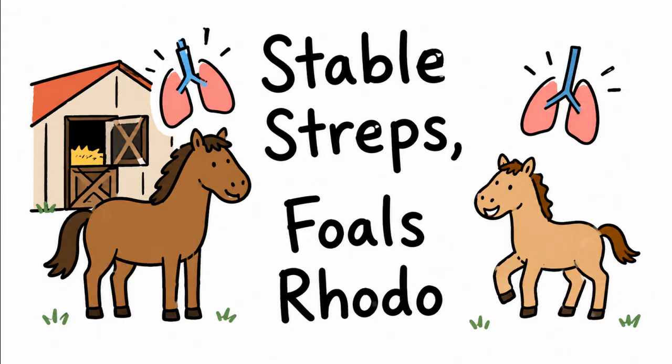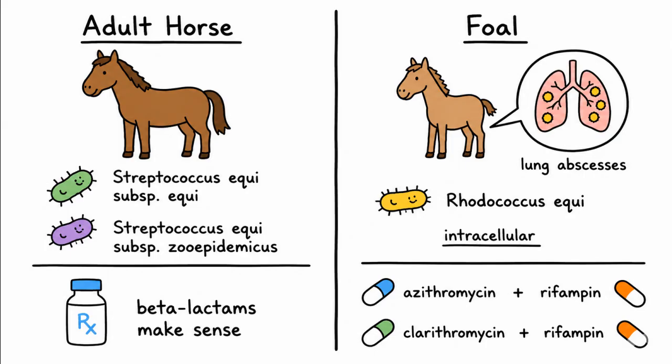For horses, the respiratory phrase is stable streps, foals rhodo. That reminds me that adult horses often make me think about Streptococcus equi subsp equi and Streptococcus equi subsp zooepidemicus, while foals make me think about Rhodococcus equi. Strep organisms are generally beta-lactam friendly, so penicillin-type drugs can make sense when treatment is indicated.